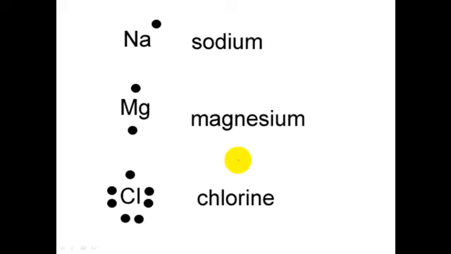There's examples here. Sodium is located in group number 1, therefore it has 1 valence electron and 1 dot representing its outer shell electron. Magnesium is located in group 2, and therefore you see 2 outer shell electrons, and chlorine is in group number 7, and it has 7 outer shell electrons.